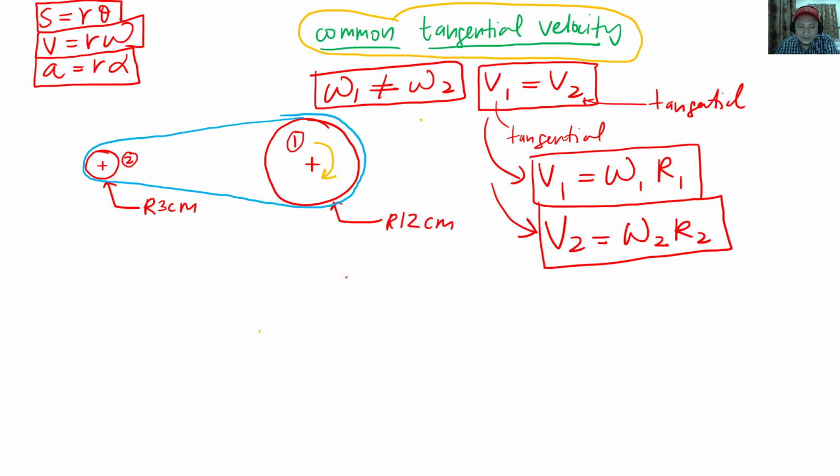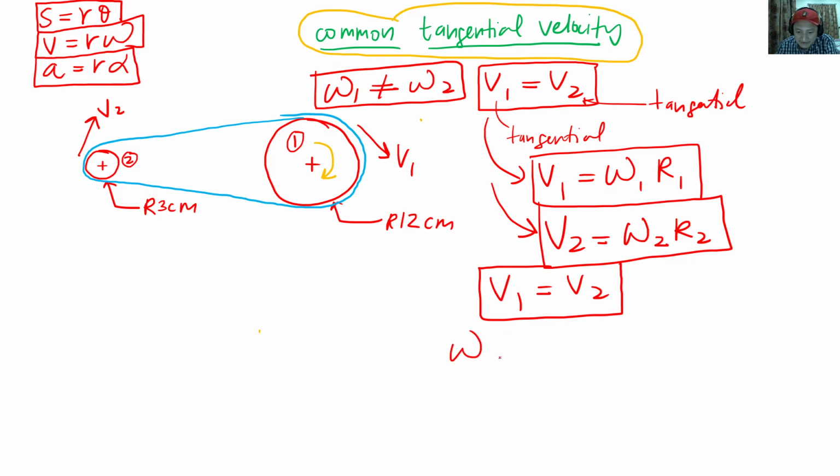So one thing we know for sure is tangential velocity. Maybe I draw here V1 and then I draw here V2. We know for a fact V1 is equal to V2 because they are on a chain, on a cable. So this equation can be simplified as omega 1 R1 equals omega 2 R2. So this is something that you can use.